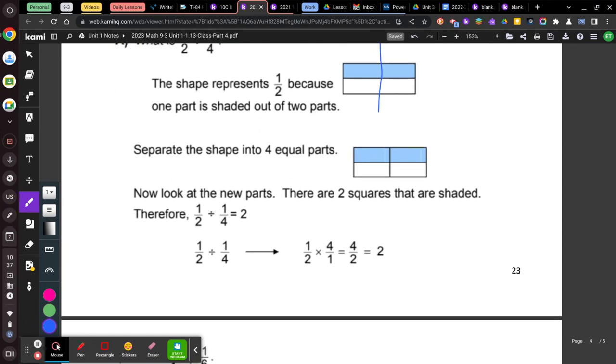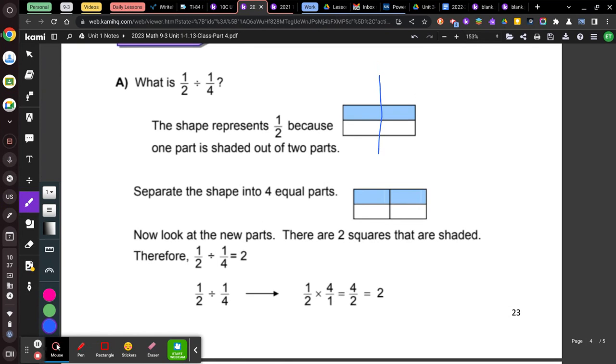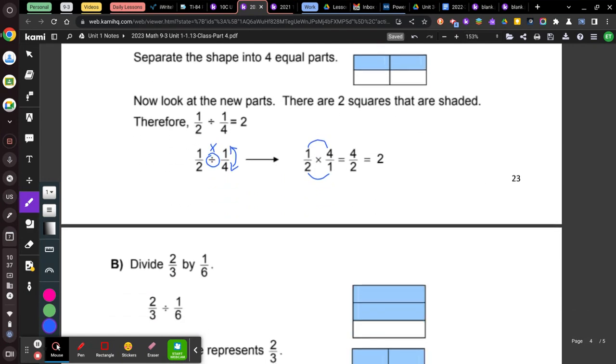Now it says, now look at the new parts. There's 2 squares that are shaded in the new diagram. And the bottom number would be a 4. So if we divide them, 1/2 divided by 1/4, we are multiplying. So we flip the second number. We turn this guy to a times, and then times top to top, bottom to bottom. That's giving us our 4 over 2, which divides evenly and gives us 2. That tells me that there's 2 squares shaded out of 4 in my final answer. Okay? So 2 out of 4 in my final.